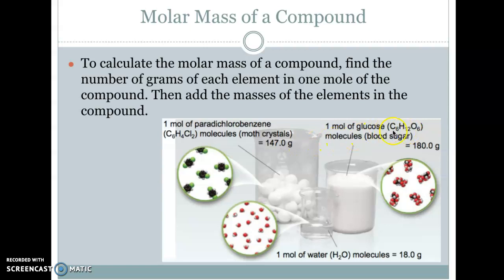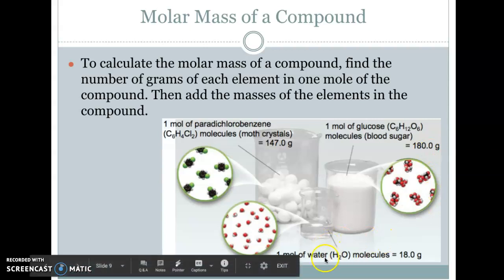For glucose, that's C6H12O6, we're going to take the mass of carbon, multiply that by 6, the mass of hydrogen, multiply that by 12, and the molar mass of oxygen, multiply that by 6, and we add those all together, and you get the molar mass of glucose. So that's all we're doing to find the molar mass of a compound. We're just adding together the masses of the elements within that compound. The other example here, you have water, so that would be 2 moles of hydrogen and 1 mole of oxygen added together. That gives us 18.